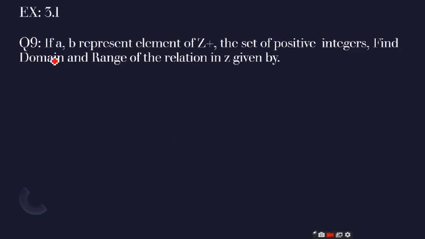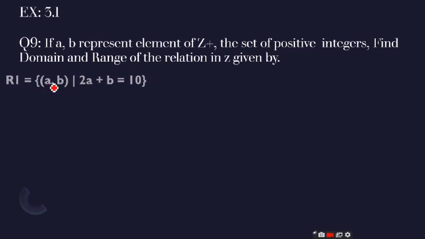Now we have question number 9 of exercise 3.1. If a, b are elements of Z plus, meaning the set of positive integers, find the domain and range of the relation in Z given by. In this question we have been given some relations and we have to find the domain and range.